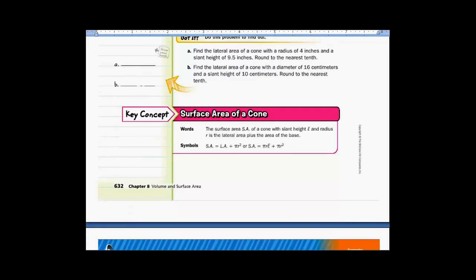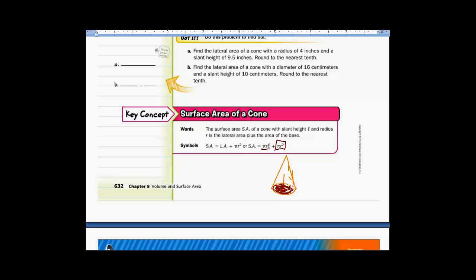Surface area. So we already know how to find lateral surface area. So then what's the difference? If you can find all of this on the outside, what's the only difference? Well, the only difference would be adding that circle to the bottom. So it's still my pi r L that I just did plus pi r squared.